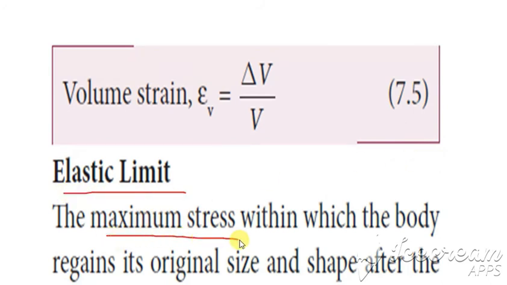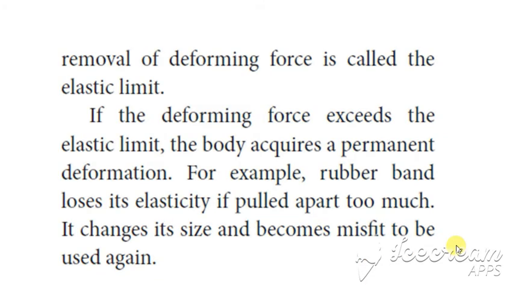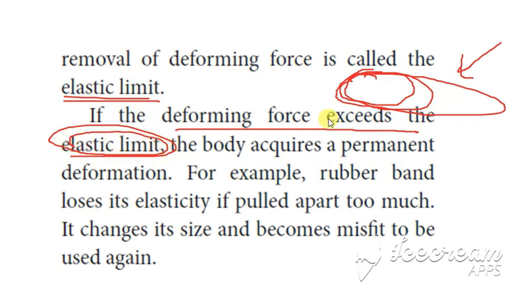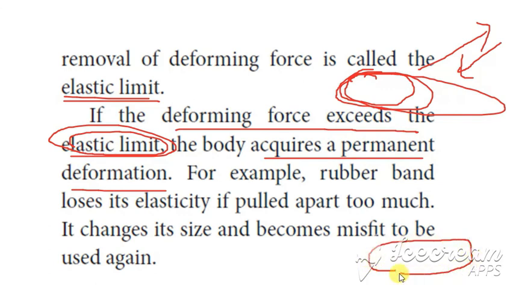That limit beyond which the elastic property is lost is called the elastic limit. The maximum stress within which the body regains its original size and shape after the removal of the deforming force is called the elastic limit. If the deforming force exceeds the elastic limit, what happens? The body acquires permanent deformation. The rubber band completely loses its elastic property; we have seen some rubber bands like that, it will not have that elastic property. That is said to be the permanent deformation.